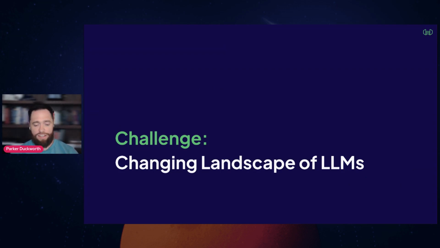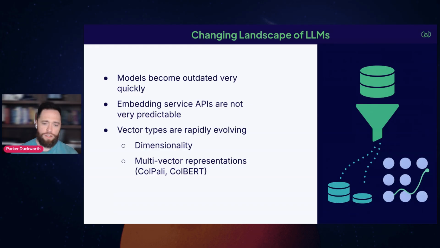And the next challenge, and the last one that I would like to discuss in this talk, is the rapidly changing landscape of large language models. As we've all seen, models have become outdated very, very quickly. It seems like there's a new model every single week. In fact, there probably is. It's difficult to keep up with this rapid change. Additionally, embedding service APIs are not known to be super predictable. It's not uncommon to run into breaking changes without notification, for example. It's messy to keep up with them.